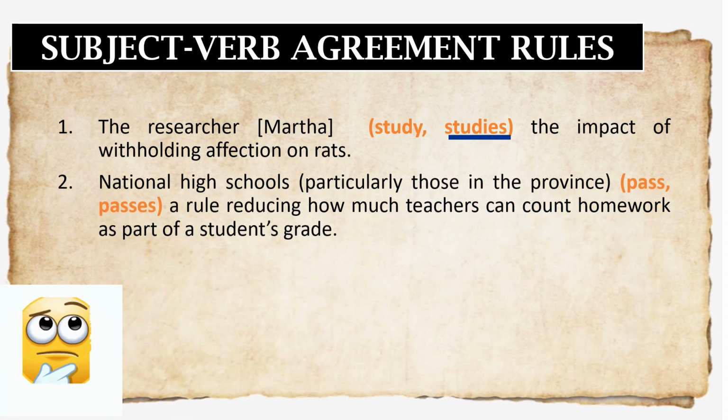Second sentence: national high schools, particularly those in the province, passes a rule reducing how much teachers can count homework as part of a student's grade. What should be the verb? Our subject here is national high schools, and it is in the plural form. Therefore, we need to use the plural form of the verb. Our answer is pass.